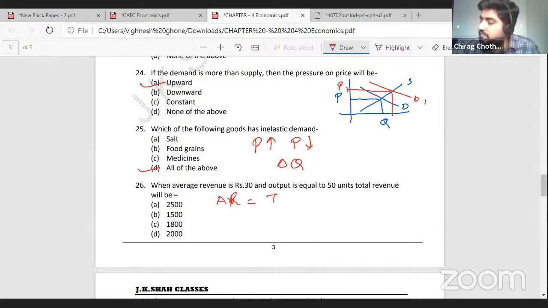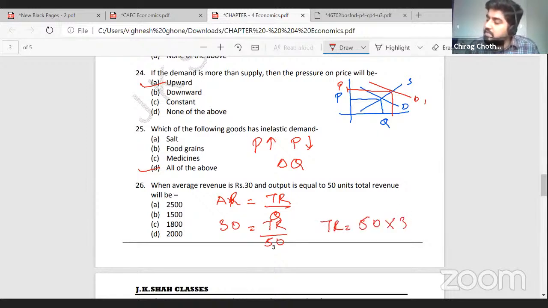What is the formula for average revenue? It is total revenue divided by quantity. Average revenue is 30. Total revenue you don't know. Quantity is given as 50, right? So TR will be what? It will be 50 into 30. That is nothing but 1500.